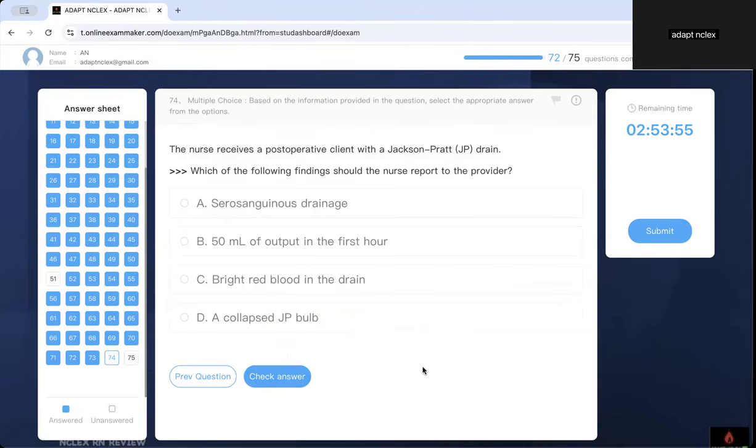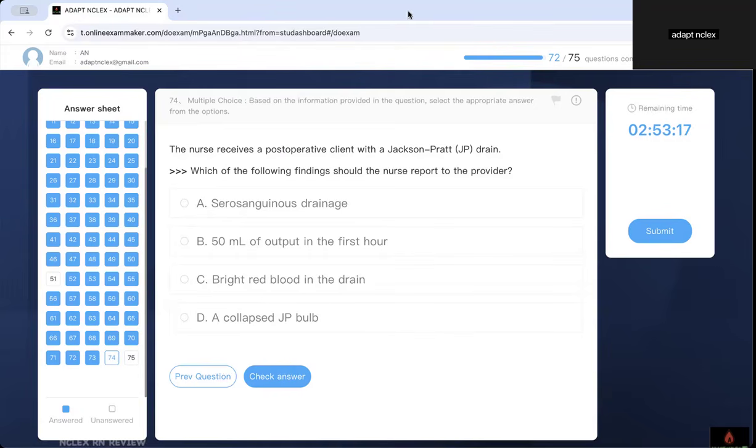And then you receive a post-operative client with a JP drain. Which of the following findings should the nurse report to the provider? Serosanguinous drainage, 50 ml of output in the first hour, bright red blood in the drain, a collapsed JP drain. What do you think? Which one indicates we should report it to the provider?